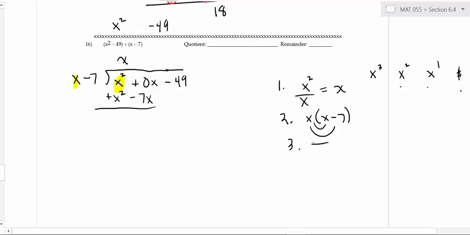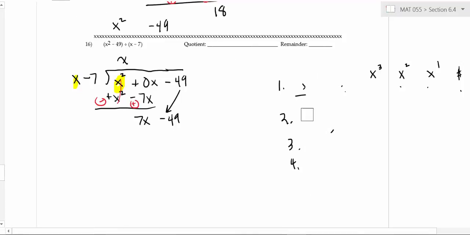Step 3 is to subtract. I've been just kind of changing the signs and add. Okay, first column cancels, it always will. Second column is 7x. Then you're ready to bring down the 49. Okay, so that's your first loop through the problem. You got one more loop to go.